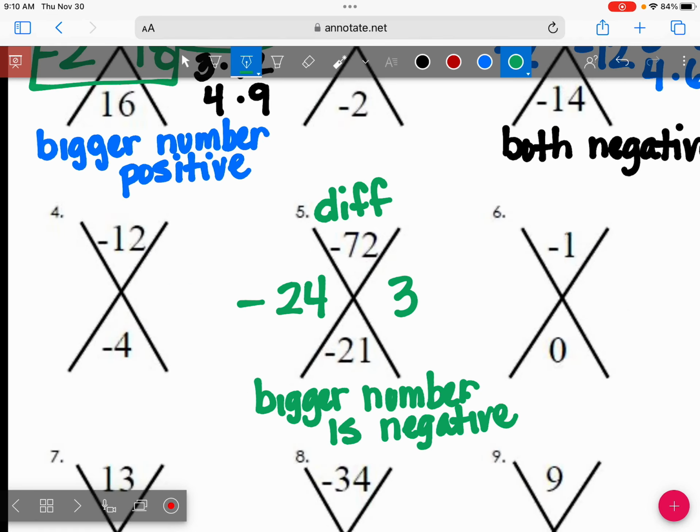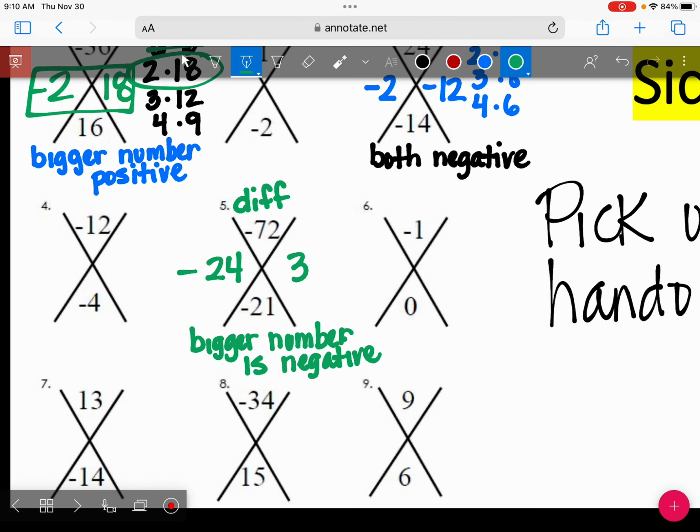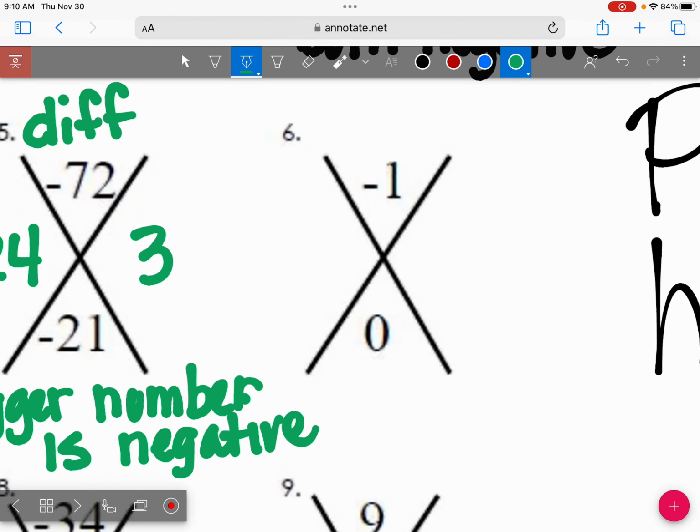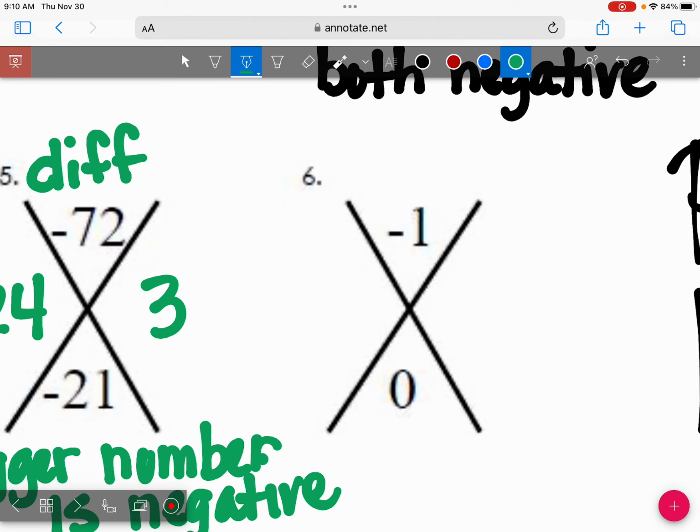All right. So let's look at number 6. I like 6. So for question 6, we are looking for signs that are different.